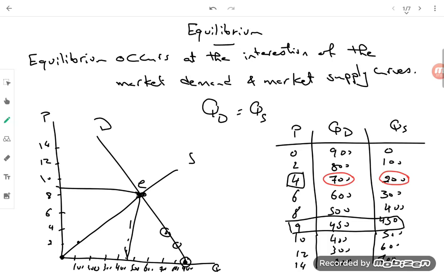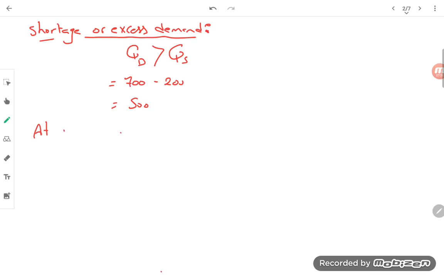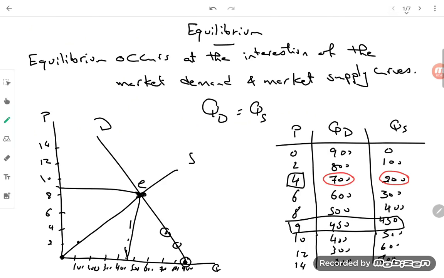So in order to make it more general, at any price below the equilibrium price there is a shortage in the market. Graphically, at price 4, this is the quantity demanded at point A, and this is the quantity supplied at point B. As can be noticed, quantity A is greater than quantity B, so there is a shortage in the market.